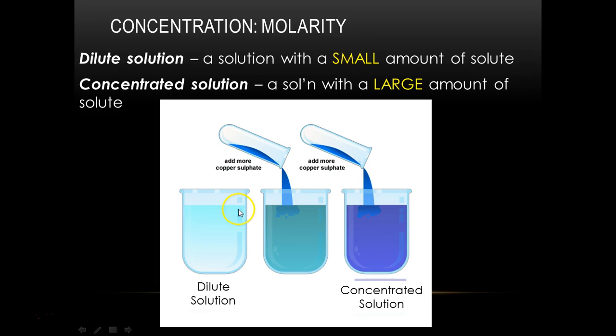And we've played with copper sulfate. We know what it looks like. Just a little bit of copper sulfate is a dilute solution. You add more, it gets a little darker. You can visually see it's getting concentrated. And if you add more over here down the far right, that's your concentrated solution.